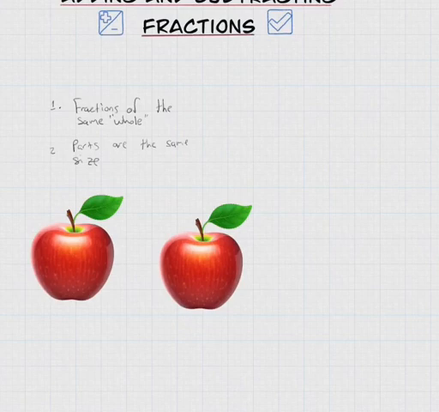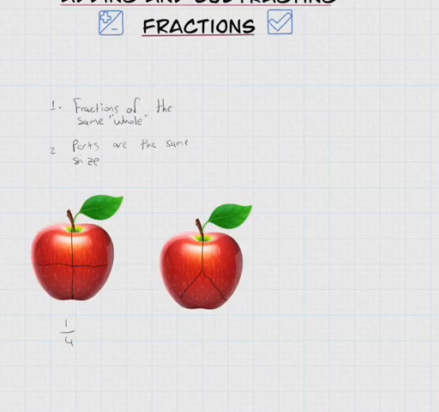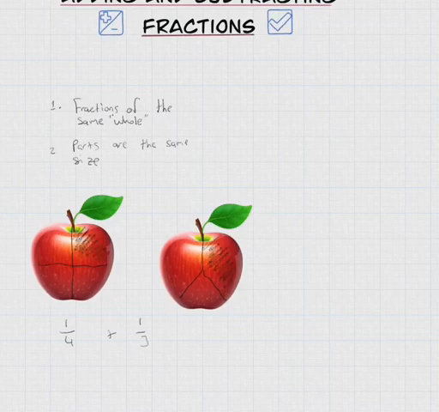If I had two apples, and I had one that was broken up into quarters and another one that was broken up into thirds, and I said I need to add 1/4 and 1/3, you can see that these sizes are different. Let's shade in 1/4 here, and we'll shade in 1/3 over here. Now, the same as when we were doing our comparing numbers, we need to make sure that our parts are the same size.